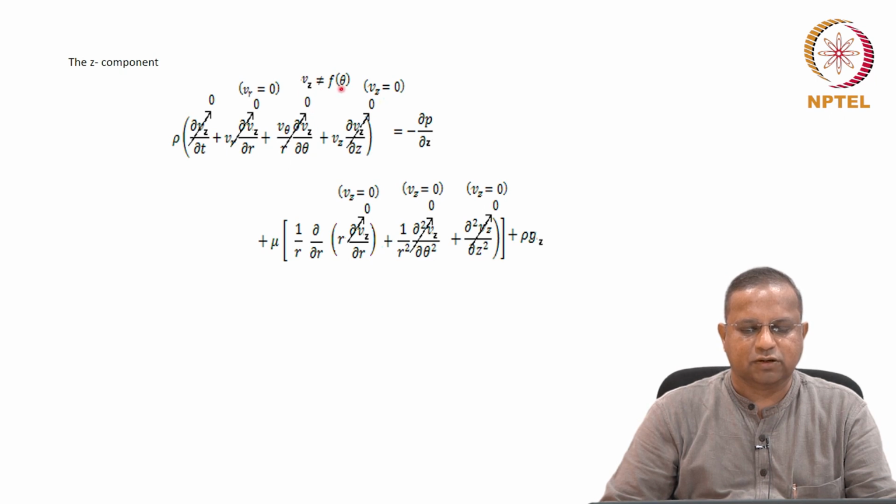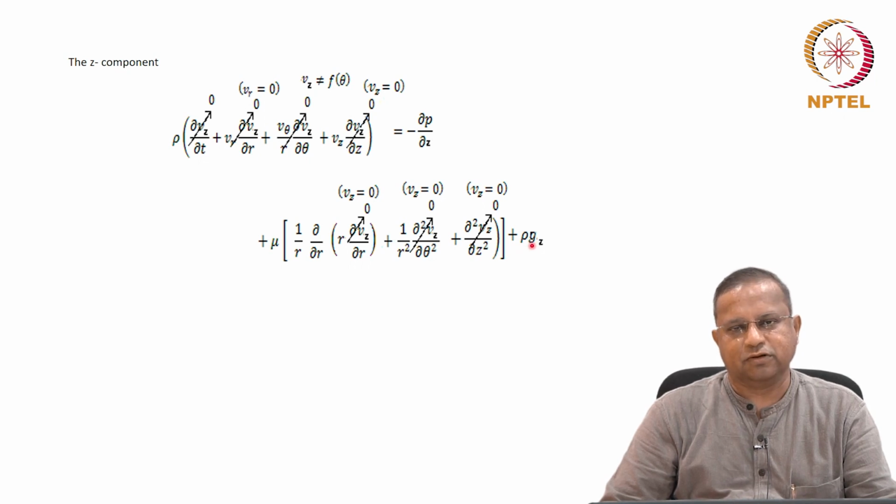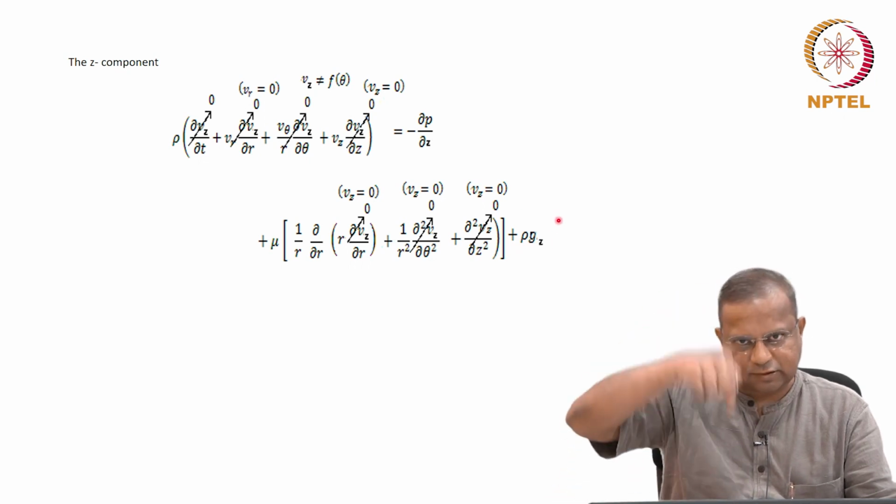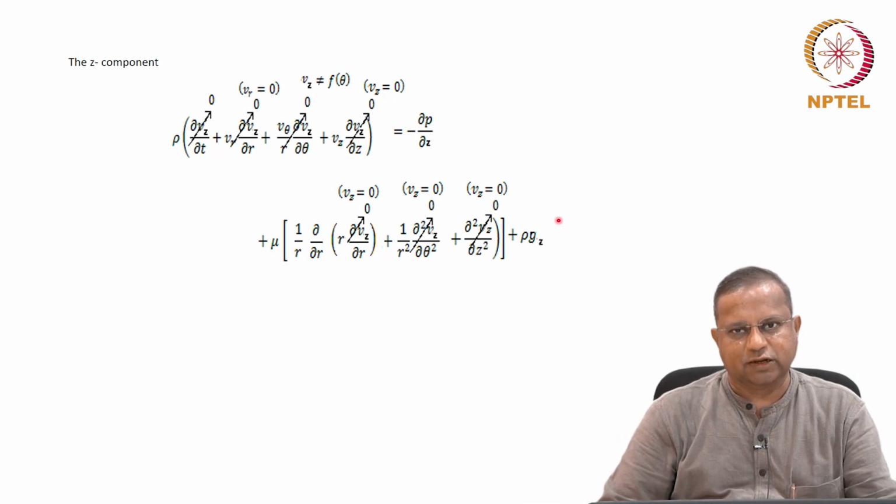Don't even worry about function of theta. Vz itself is 0. And here this Vz is 0, so that goes. Minus dou p dou z plus mu times 1 by r dou r, r dou Vz dou r. Here Vz is 0, so you don't have to worry about this. Vz is 0, Vz is 0. This entire term drops out. And of course, you have rho gz, because gz is the acceleration due to gravity, that equals g.